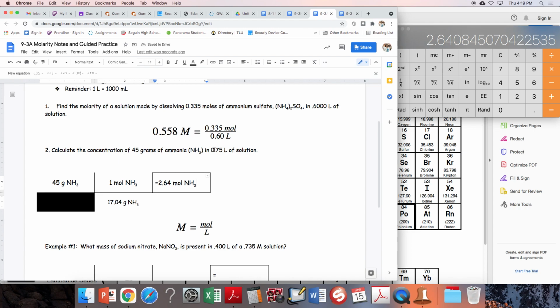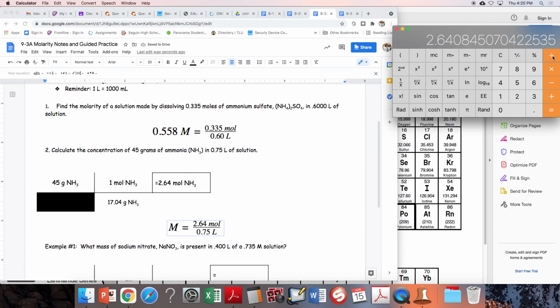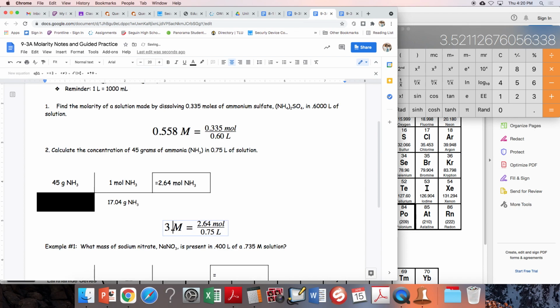Now I know my moles and I know my liters. So now I can plug it in down here. 2.64 moles divided by the 0.75 liters they gave me. And so we're going to divide that by 0.75. And so now I get a molarity of 3.52. So remember, if you're trying to find molarity, it has to be moles, so get to moles if you're not there.